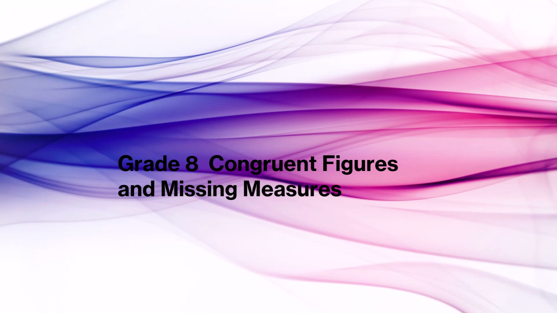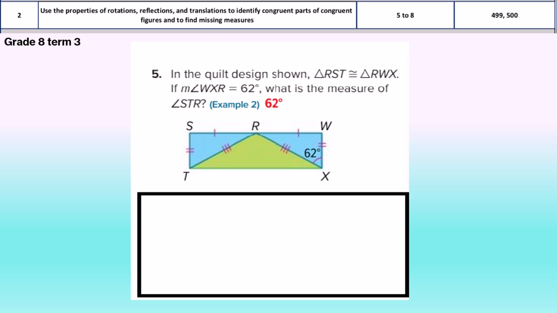Welcome to Grade 8, Congruent Figures and Missing Measures. Today we're going to look at how we use the properties of rotations, reflections, and translations to identify congruent parts of congruent figures and how to find the missing measures. The most important thing in this lesson is to focus on what is always given to you.